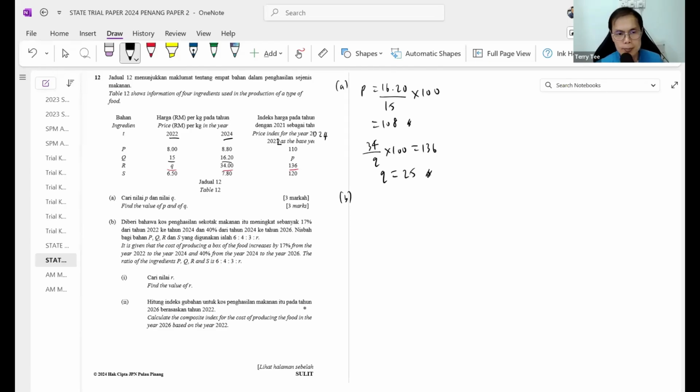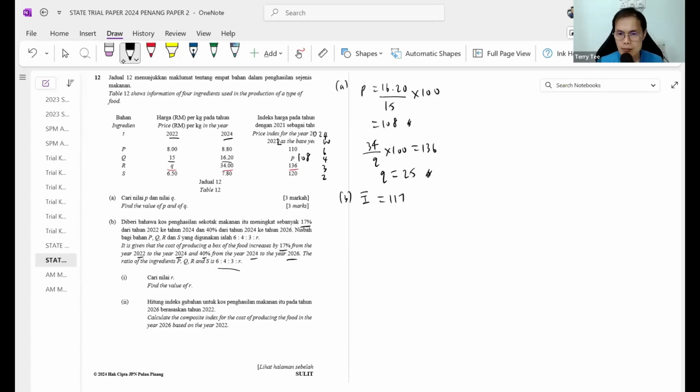So part B, given that the cost of producing a box of food increases by 17% from 2022 to 2024 and 40% from 24 to 26, and the ratios are given as 6, 4, 3, R. Find the value of R. Okay, we know the value of P. My P is 108. And we know the weightage. The weightage are given in the form of ratio 6, 4, 3, R. So when you multiply them together, divide by total weightage, you get the composite index, which is now 117. Now, when they say total cost increased by 17%, that means your composite index is 117.